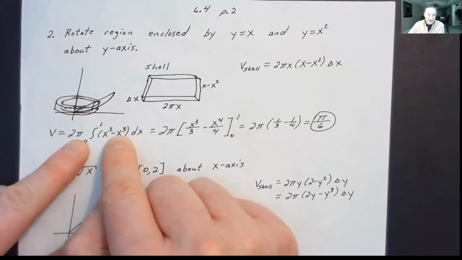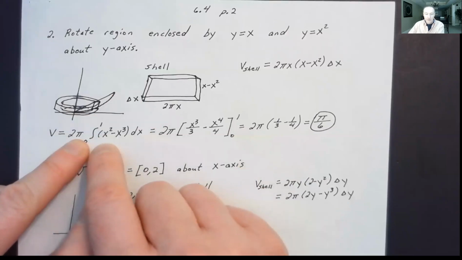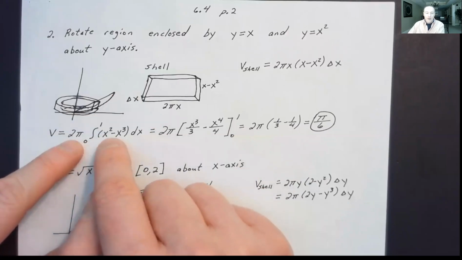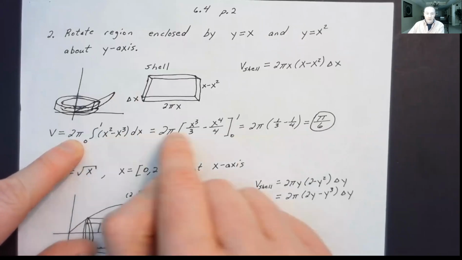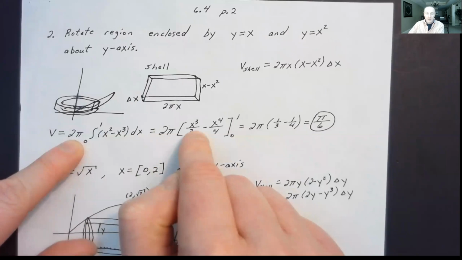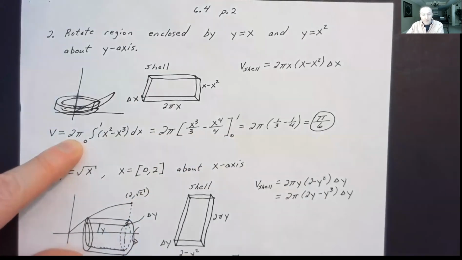The volume of this entire rotated solid from x equals 0 till x equals 1 is going to be the integral, 2 pi times the integral of x squared minus x cubed. Power rule tells us that's going to be 2 pi times (x cubed over 3 minus x to the 4th over 4) evaluated from 0 to 1.